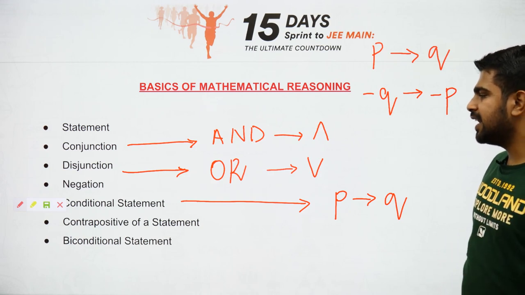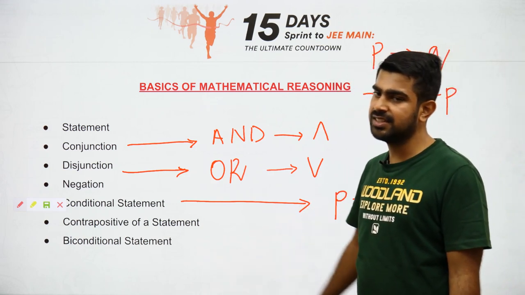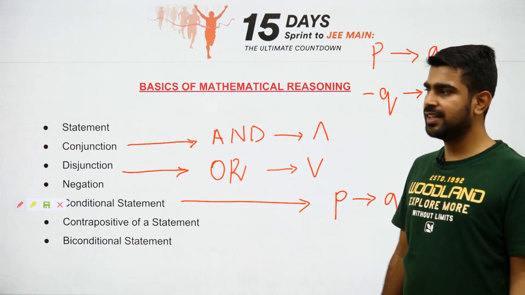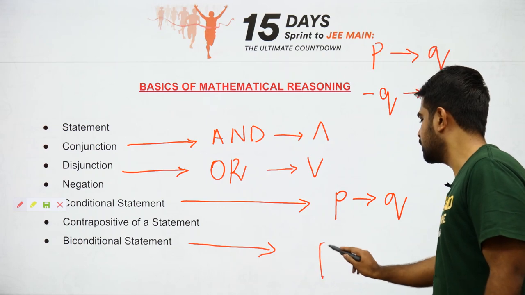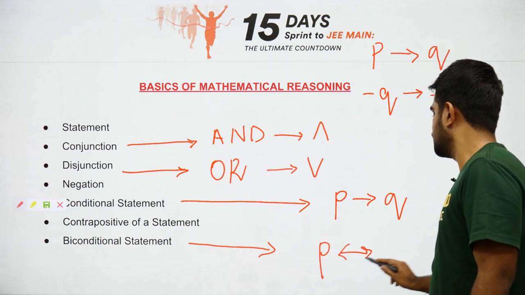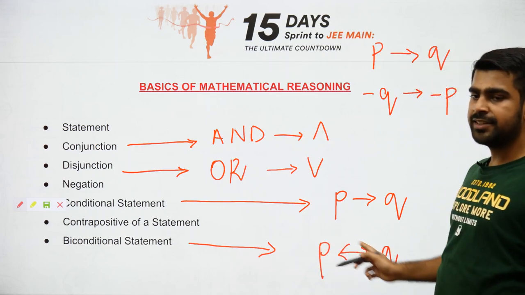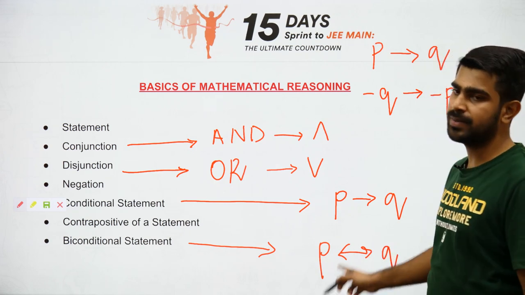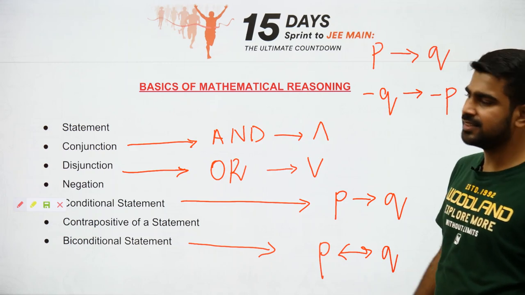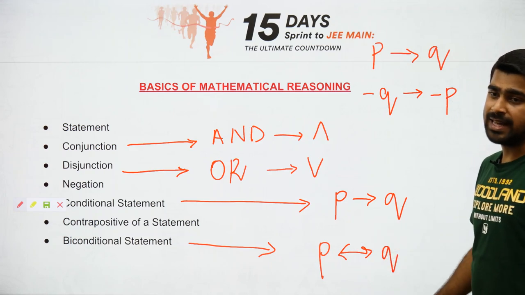And the last one is going to be the biconditional statement. What is biconditional? It is implies and implied by. It is going to be like this: P implies Q and Q implies P. So these are the basics, guys. These are the basics that are required for mathematical reasoning.